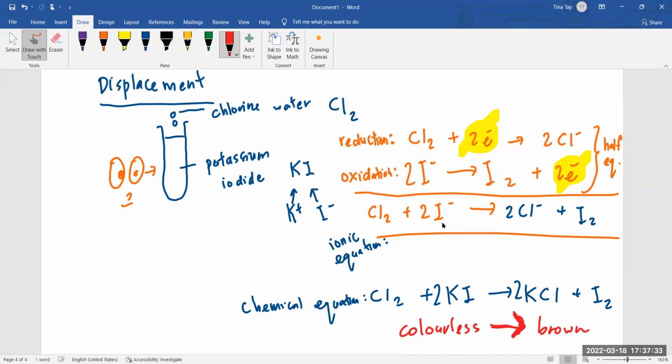Okay, so this is called displacement. Who displaces who? Chlorine displaces iodine or iodine displaces chlorine? Chlorine displaces iodine.